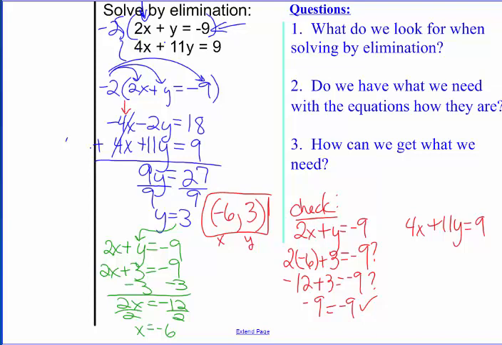Now checking the other equation. 4 times x is -6 plus 11 times y, which is 3, equal to 9. So then we're going to simplify that. 4 times -6 is -24, plus 11 times 3 is 33. We want to know, does that equal 9? -24 plus 33 is 9. 9 does equal 9, so it does work in both equations. So -6, 3 is our solution.